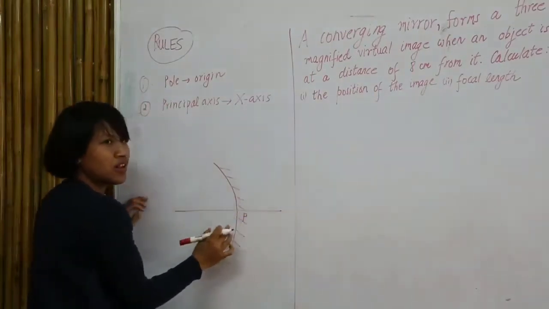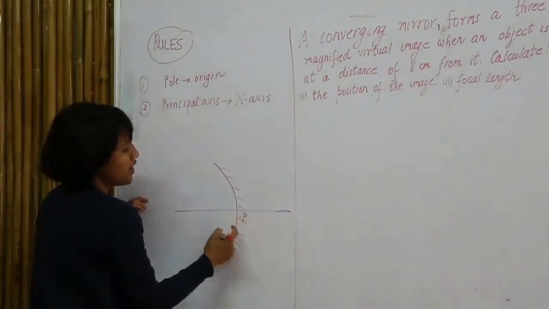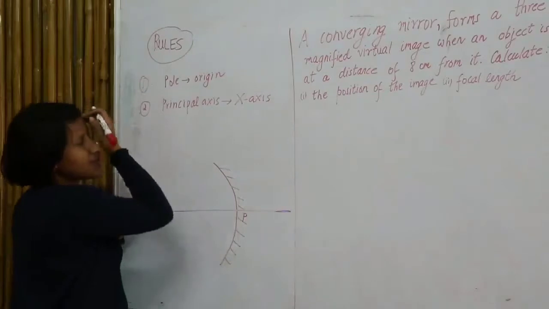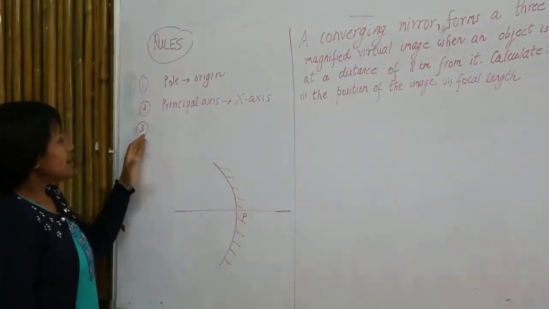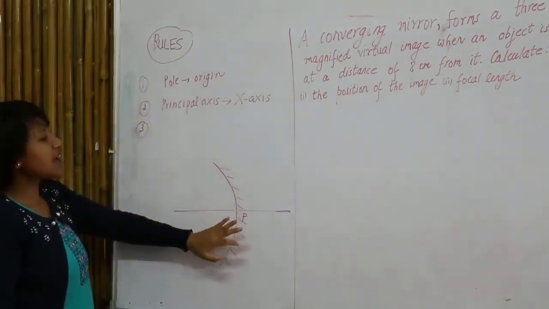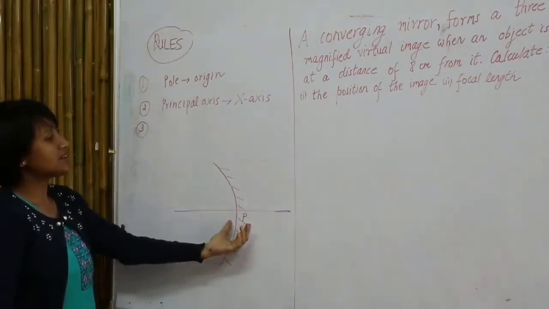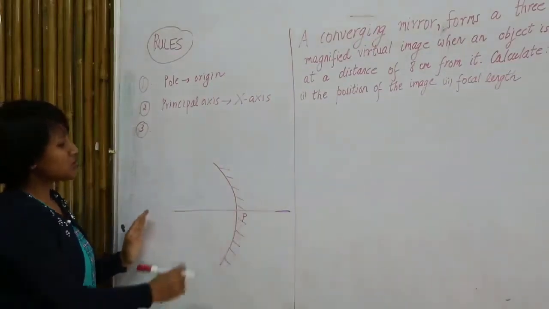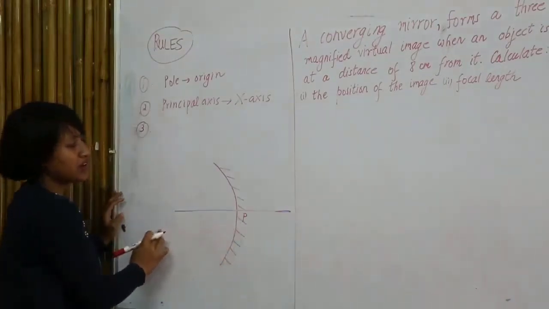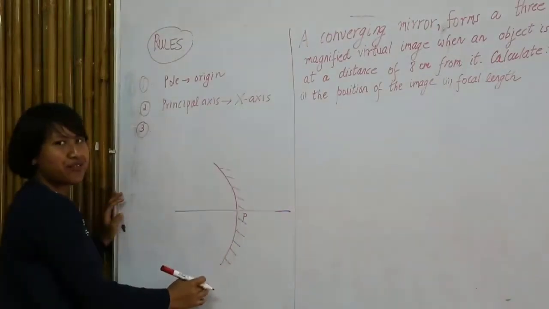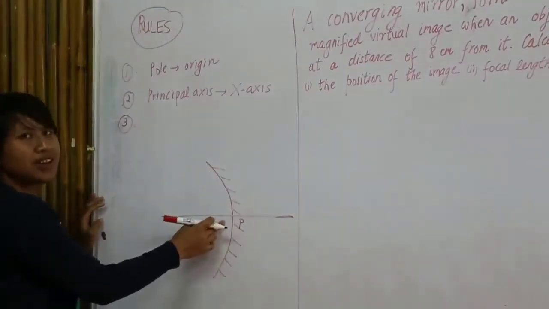This is the pole, taken as the origin, and this is the principal axis, which is the x-axis. The next rule says that distances are measured from the pole, because it is like the origin. Distances will be measured from here, just like in the graph, where we have the origin and x-axis. The same thing applies here.